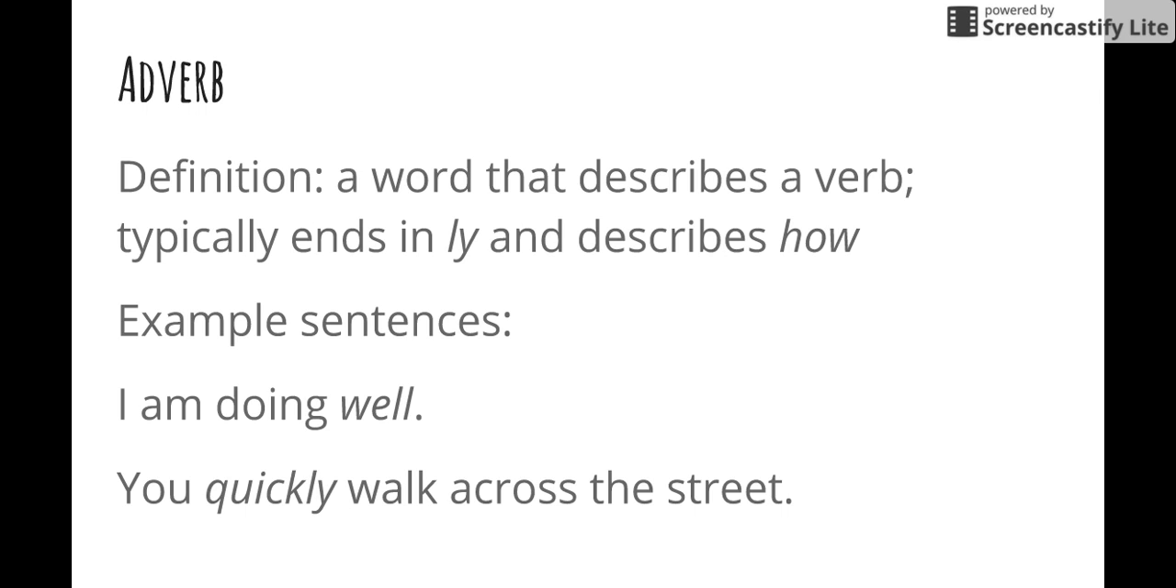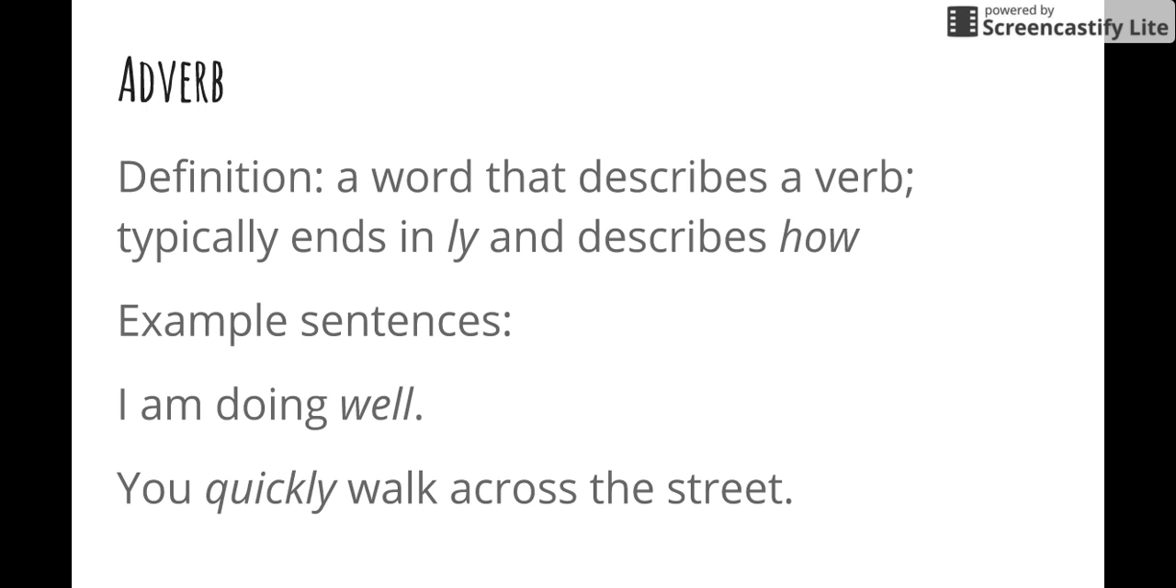So in our first sentence, well is an example of an adverb that doesn't end in ly. How are you doing? I am doing well. Notice how there's the how in there. I'm describing how I am. And it's actually kind of funny because most English speakers answer the question, how are you doing, incorrectly.